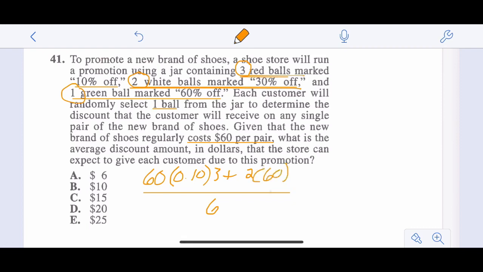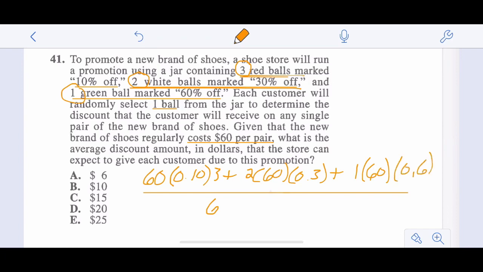And then the white balls, there's 2 balls, and so 2 times $60 each pair of shoes, and then they're 30% off, 0.3. And then we have our 1 green ball, $60 pair of shoes, and they're 60% off, so 60 over 100 or 0.6.